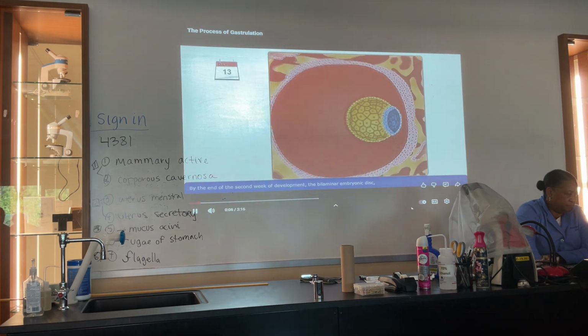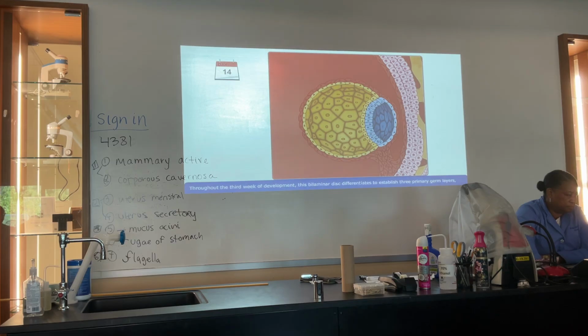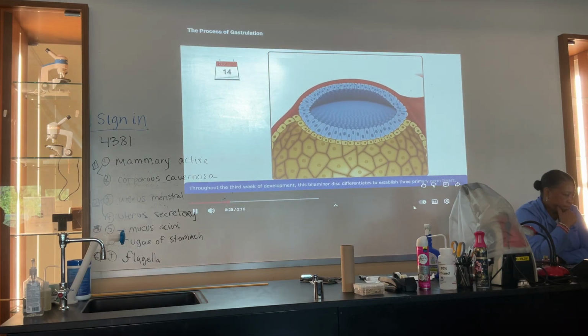By the end of the second week of development, the bilamellar embryonic disc, consisting of the hypoblast and epiblast, has formed. Throughout the third week of development, this bilamellar disc differentiates to establish 3 primary germ layers, in a process known as gastrulation.